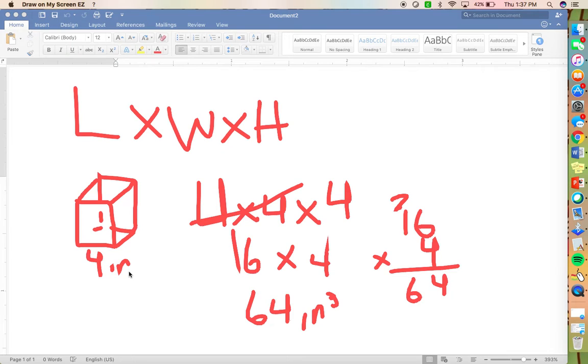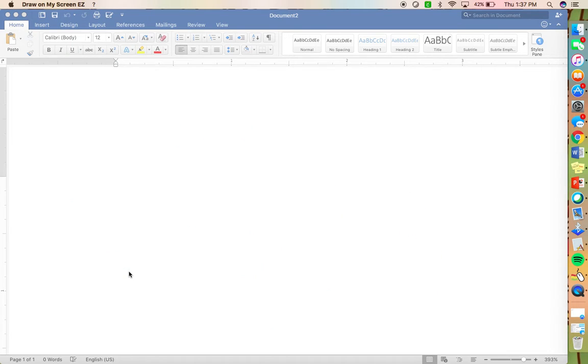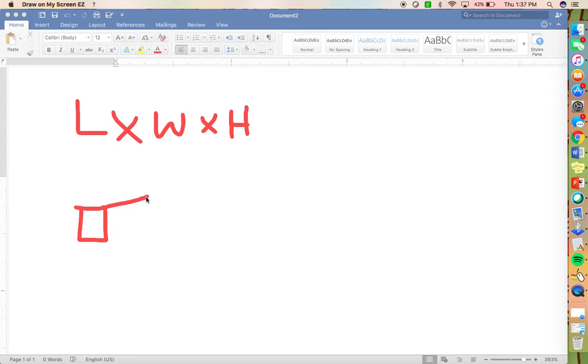So now let's go over a quick rectangular prism. So let me erase that, put the formula up top. So we have length times width times height. Remember, for this, it is very important that we know which one is the length, which one is the width, and which one's the height, because that's going to matter.